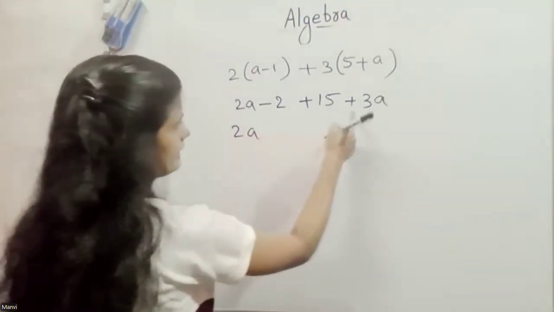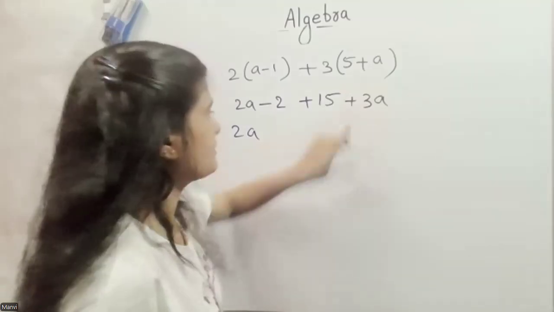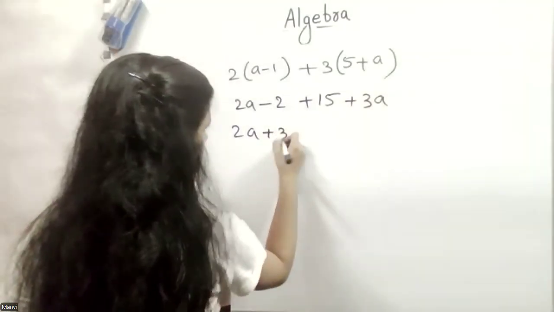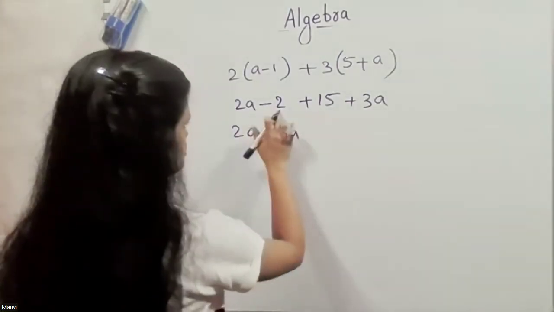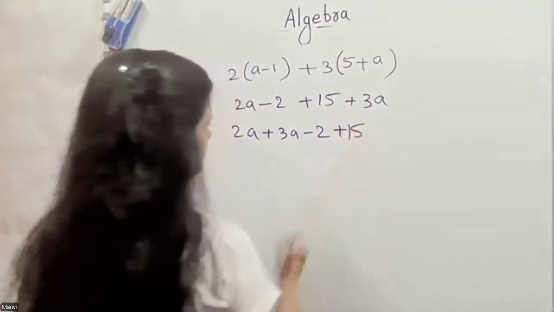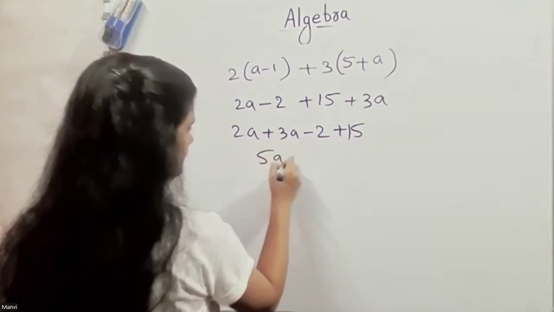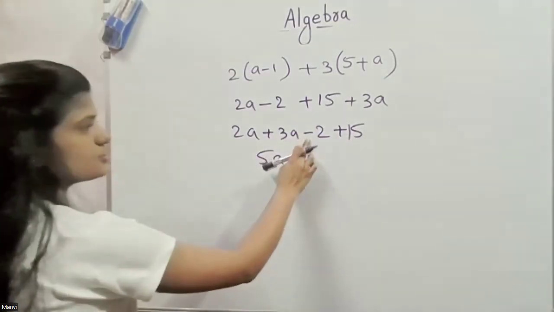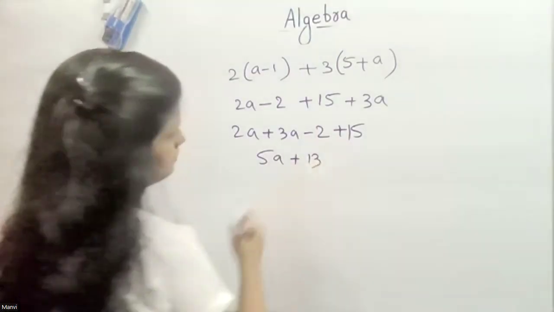This 2A is added with, don't forget the sign, this 3A holds the plus sign. So always keep the sign the same when you are moving something from here to there. Now this 2 has the minus sign and this 15 has the plus sign. Now 3A plus 2A will be 5A, and then minus 2 and plus 15 will be plus 13.